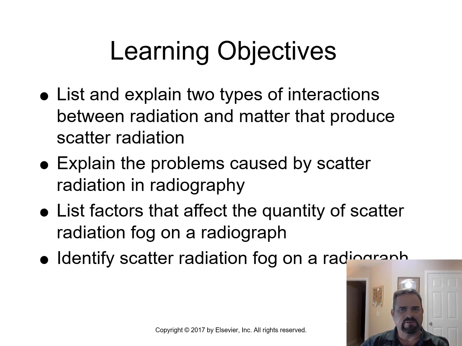All right, so in this particular PowerPoint, we're going to discuss these learning objectives. List and explain two types of interactions between radiation and matter that produce scatter radiation. Also, we're going to talk about problems caused by scatter radiation. We're also going to list factors that affect the quantity of scatter radiation and fog on a radiograph, and we're going to identify scatter radiation fog on a radiograph.